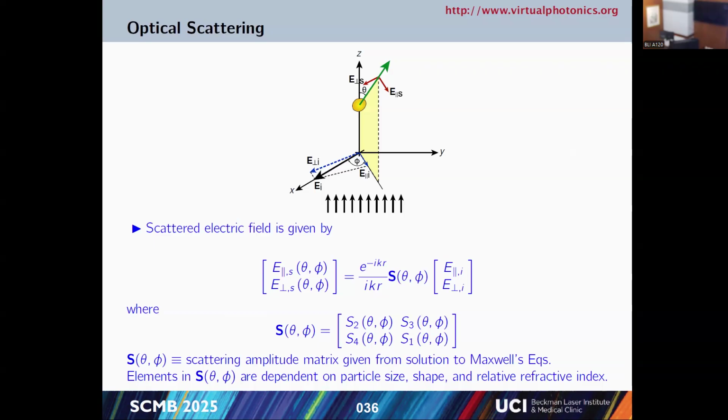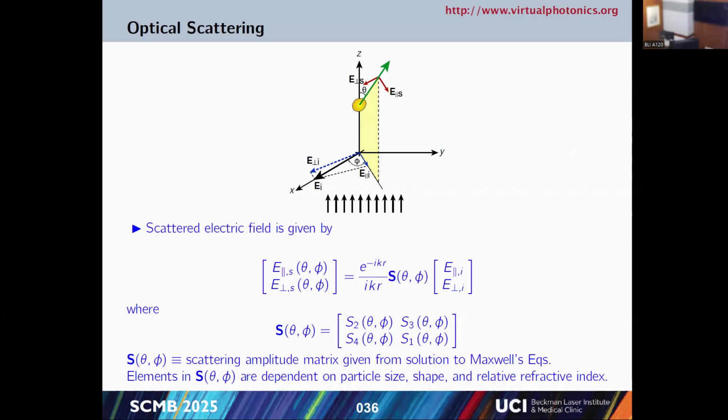This scatterer will modify the angular distribution of the light emitted from that location. So even though you're coming in at a well-defined theta, you will redistribute that light in angle, and it will be emitted as a spherical wave. And this is the classic spherical wave propagator. And that's your scattered field. Your scattered field is basically, and this is called the scattering amplitude matrix. It's very specific to the refractive index of the particle, the size of the particle, and in a general case, the shape of the particle.